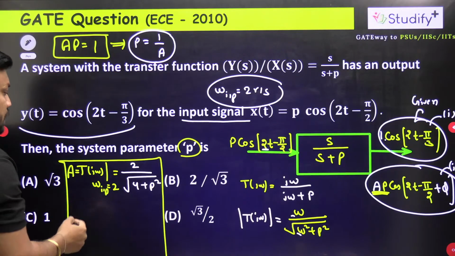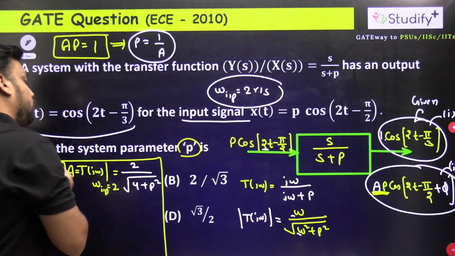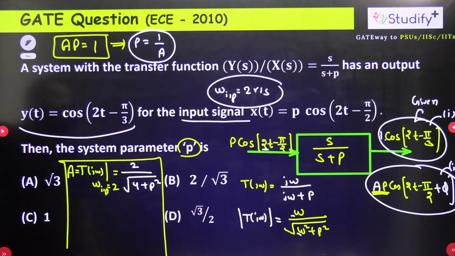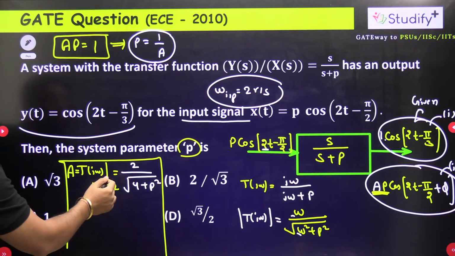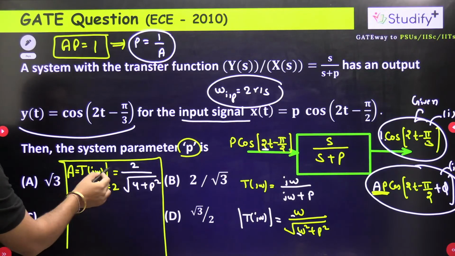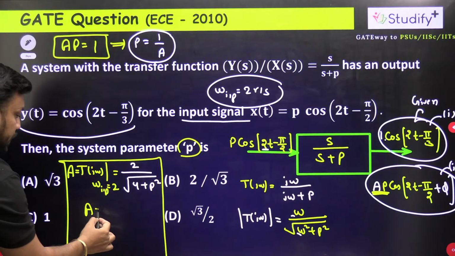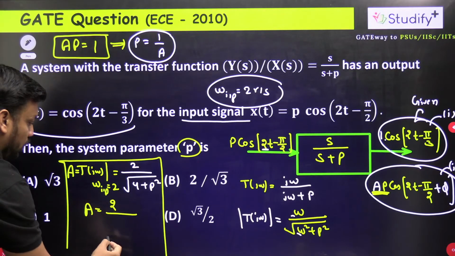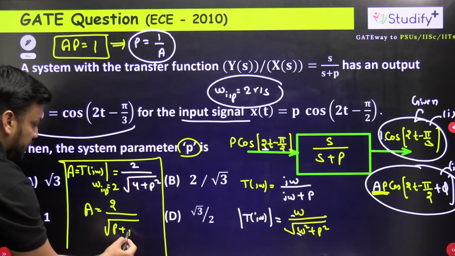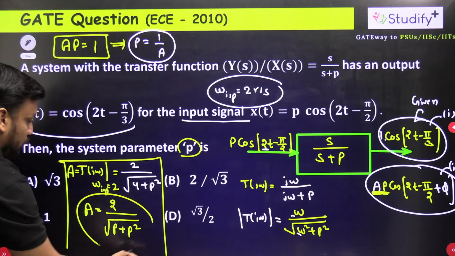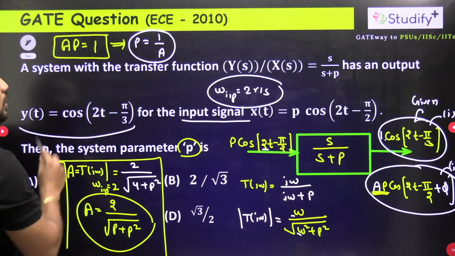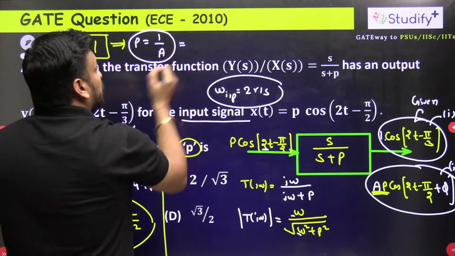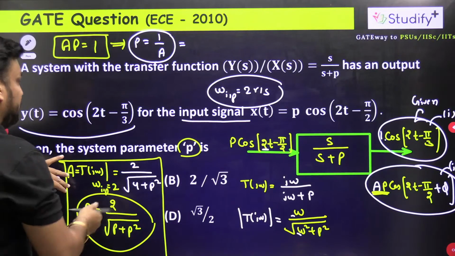So just compare this. What is the A value? Sir, the A value we just got is 2 upon under root of 4 plus p square. So let us put the A value here. Is this equal to P? Let us do it on the next slide. There is a bit of congestion here.